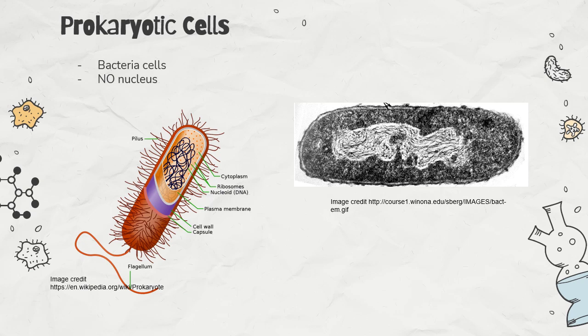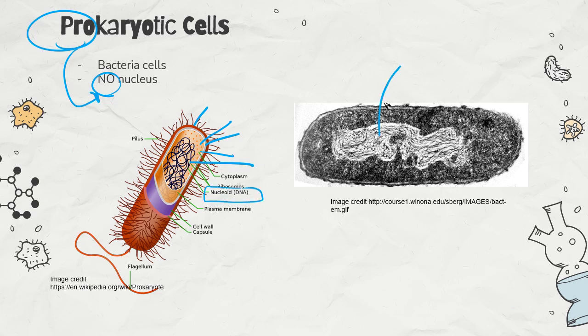So prokaryotic cells we're going to look at. Pro rhymes with no. So remember that prokaryotic cells have no nucleus. We're talking about bacteria cells here. They do have a cell wall. They do have a plasma membrane. They do have some DNA. They have some ribosomes. They have some cytoplasm. They have no nucleus. What we have instead is what we call the nucleoid.